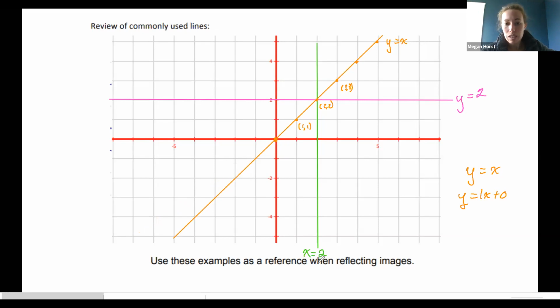Conversely, we have this line y equals negative x, and it's really similar. The only difference now is that I have a negative 1 as my slope. So I'm still starting at my origin, 0, 0, but then I'm going up one, to the left one, or I could be going down one, to the right one. So this line goes through my origin but has a negative slope.